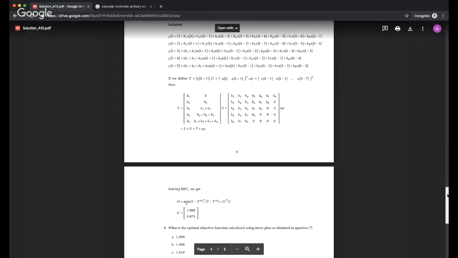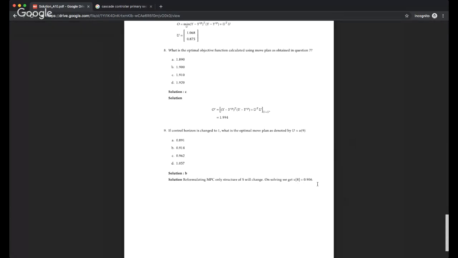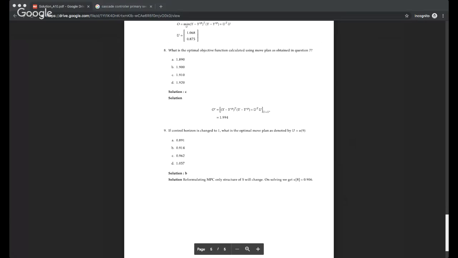So based on this, you can actually compute the solution and you will get this solution, which is 0.906 or 0.91. So that was the answer. Hope this clarifies.